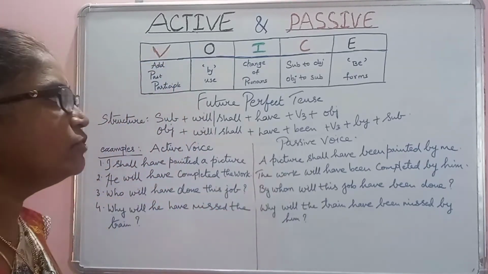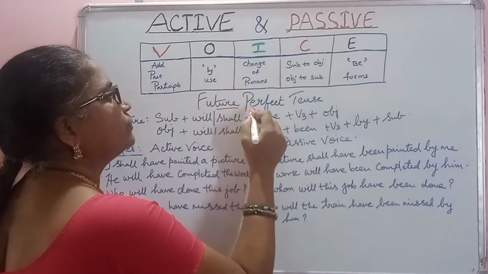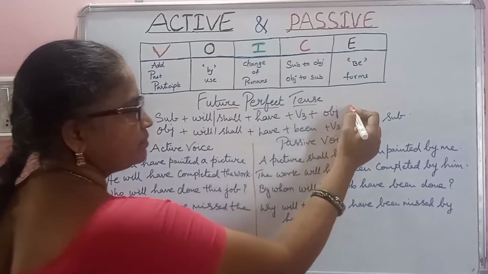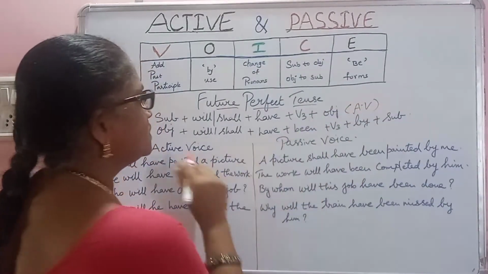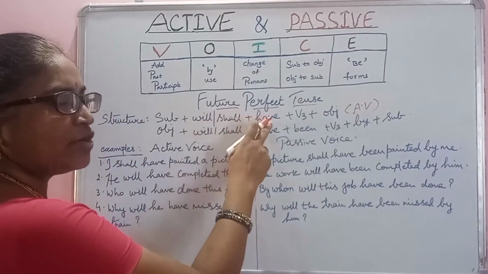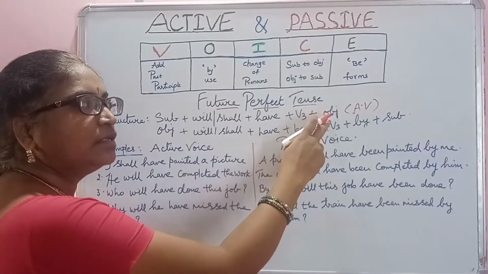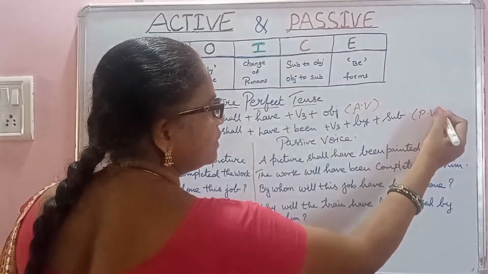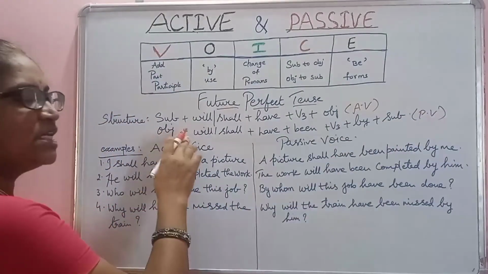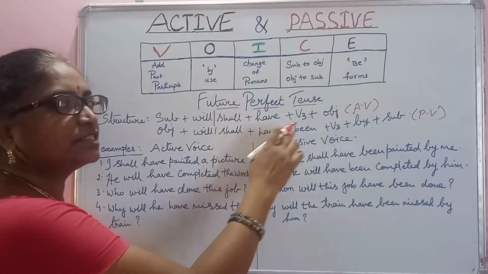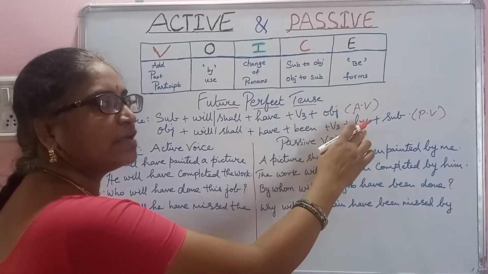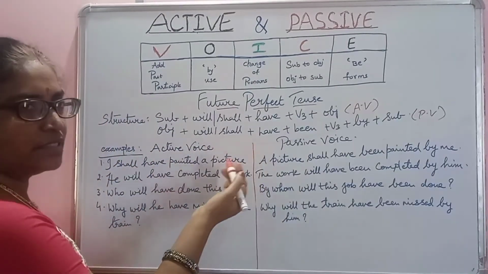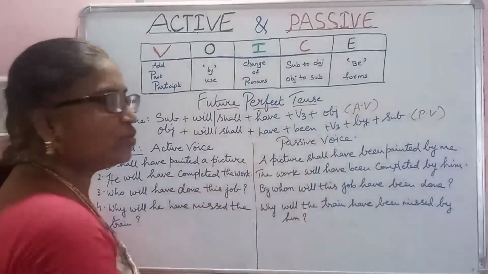Now let's go with future perfect tense. Here the structure in the active voice is: subject plus will or shall plus have plus V3 plus object. When we convert that into passive voice, here we have: object plus will or shall plus have plus been plus V3 plus by plus subject. These are the two examples taken from active and passive voice.